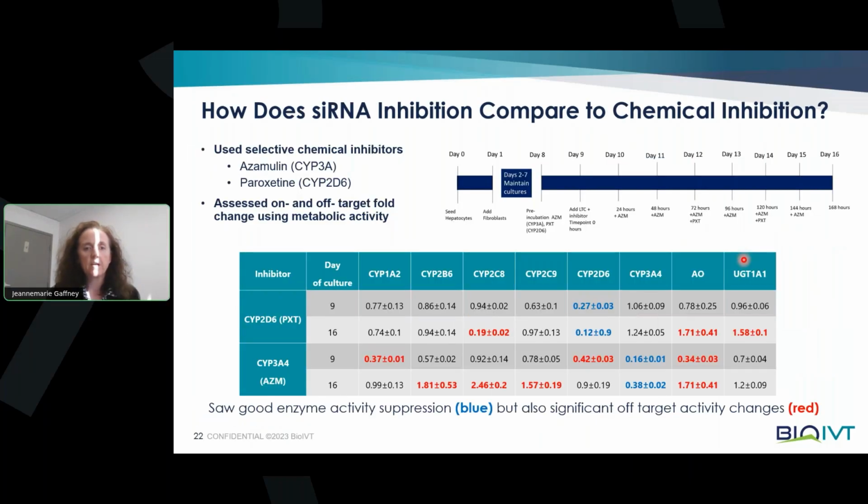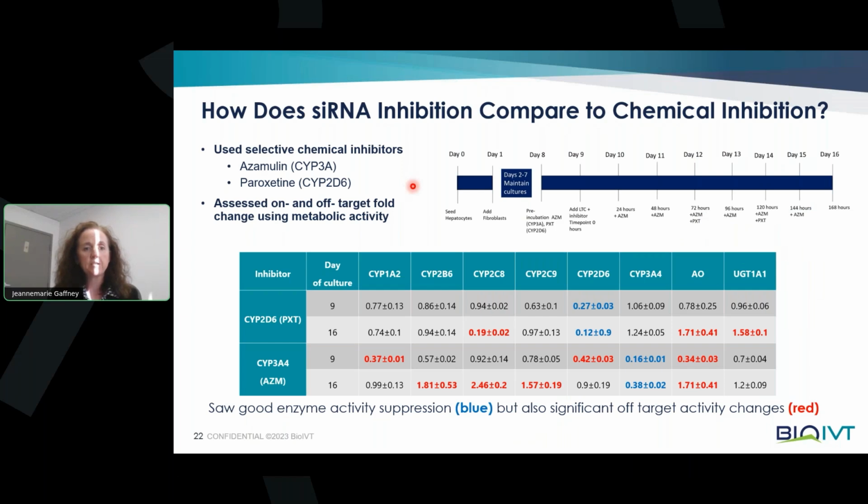So obviously, one of our key questions was to see how siRNA inhibition compares to chemical inhibition. We specifically looked at 2 different targets, CYP3A and CYP2D6, and the selective inhibitors that we used were azamulin and paroxetine. When we're doing chemical inhibition, we seed the cultures just like we would for gene knockdown, but once the cultures are mature is when we start to add those chemical inhibitors.